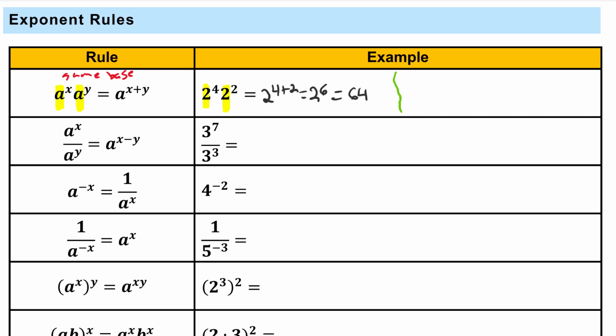All these rules that we're going to see should be intuitive if you remember the top part of repeated multiplication. We have 2 to the 4, right? So that's 2 times 2 times 2 times 2, 4 times. And then times 2 to the 2, so that's 2 times 2. How many 2's do we have in total? Well, we have 6 of them, so that's 2 to the 6.